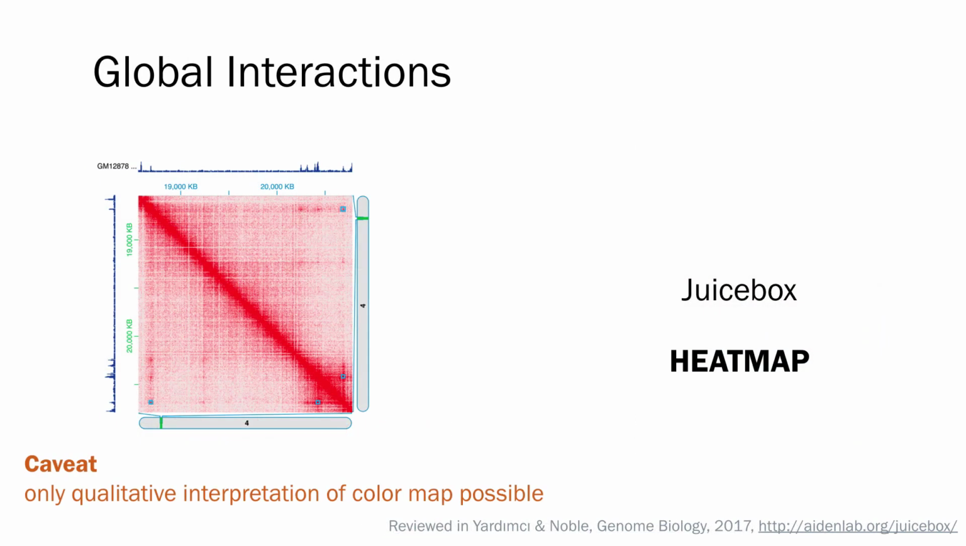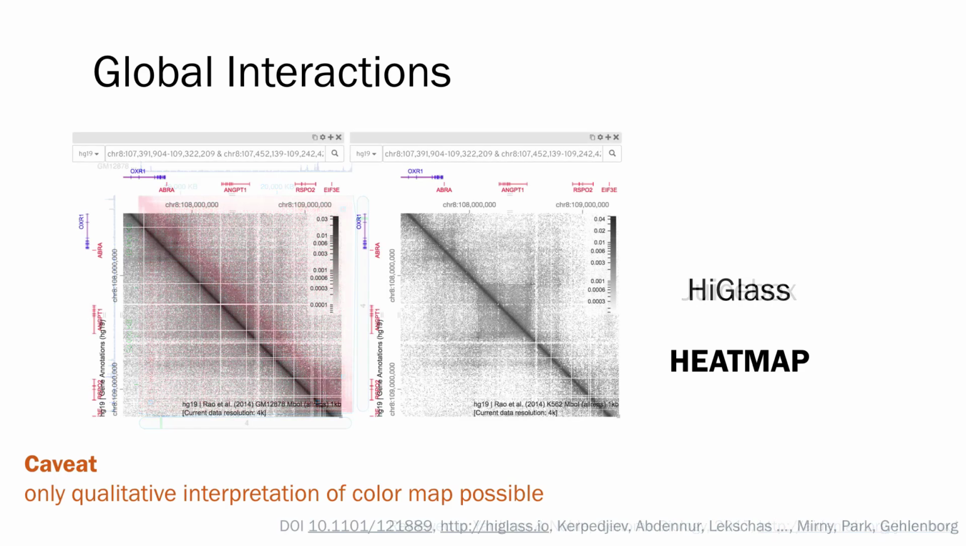Okay, so when we look at global interactions in JuiceBox, the same tool also uses this heat map approach. This is the tool called HiGlass that we looked at before. It can also do these heat maps with the same caveats. It also applies, by the way, to grayscale, not only to colors. And we'll learn more about this tool shortly.